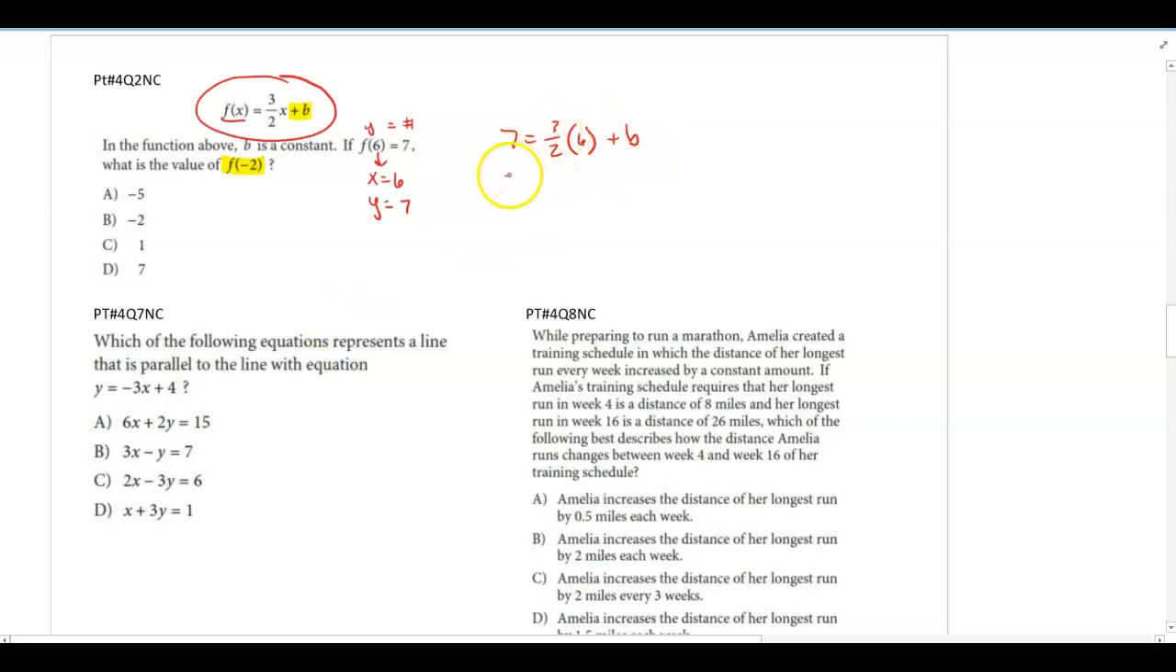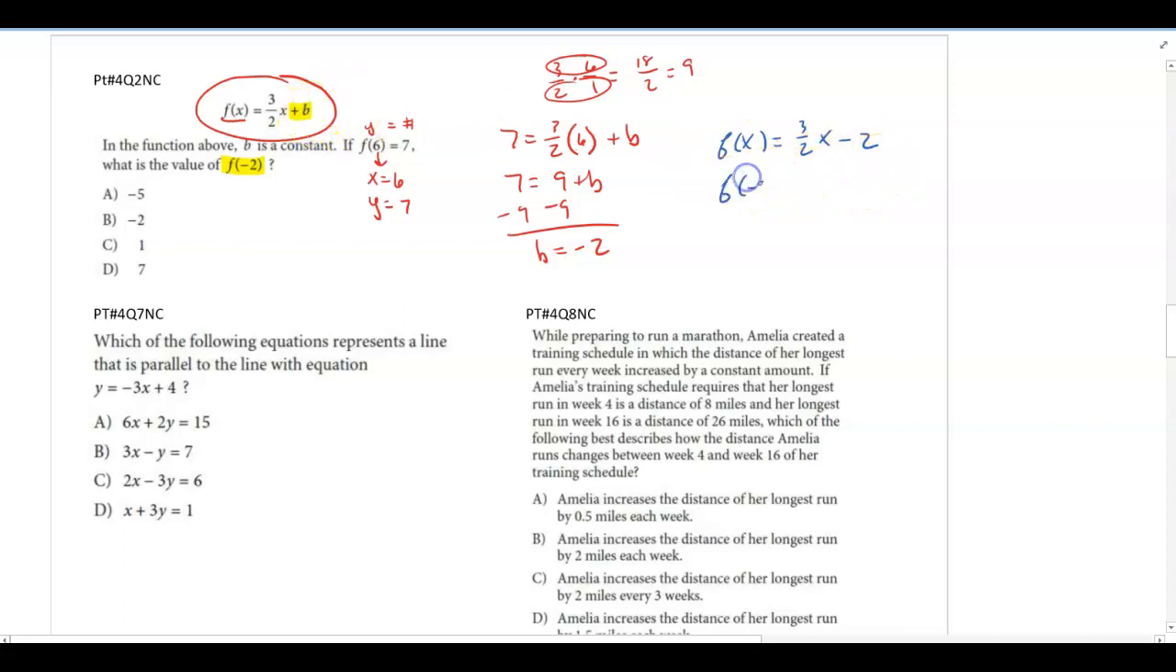Now what I could do is solve for b. So 7 equals 3 halves times 6. Remember, it's no calculator, so multiply the numerators, multiply the denominators. 18 divided by 2 is 9 plus b. So when I subtract 9, b is equal to -2. But here's the thing. -2 is an answer, but they don't want the value of b. They want us to evaluate f of -2. So now our new function becomes f of x equals 3 halves x minus 2. So I replace b with -2.